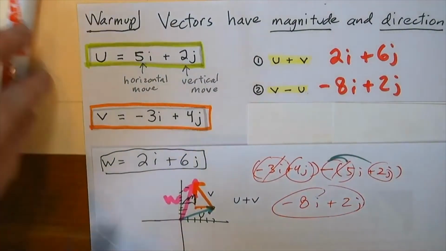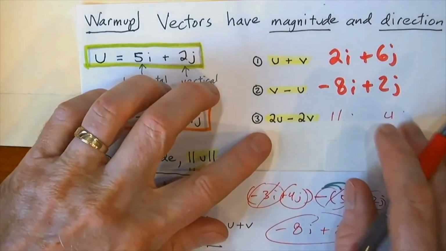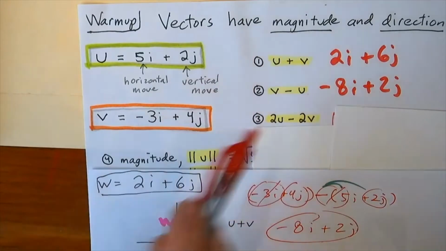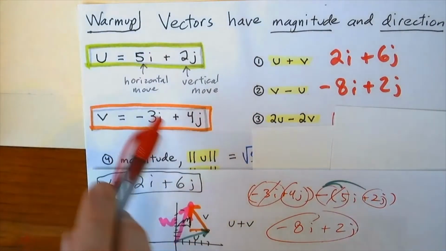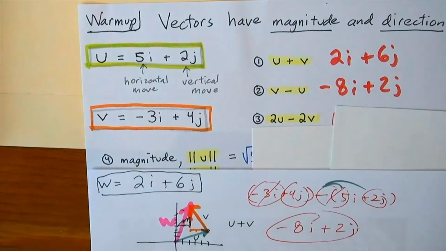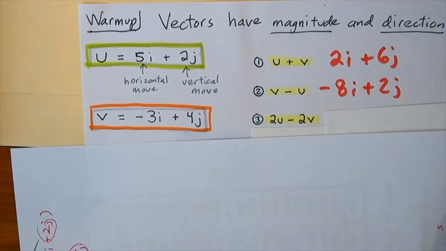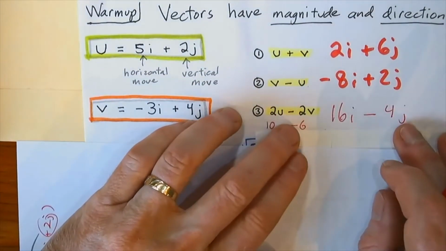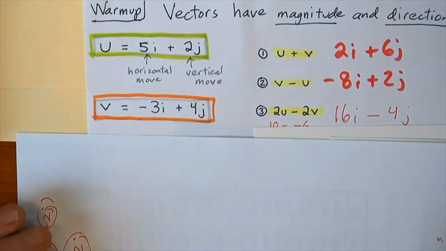Okay, so you can do all types of stuff. Here's a challenge. Could you do 2u minus 2v? Let me give you a chance. 2 times this, double that. 2 times this, double that. Then subtract. See what you get. See if you can get this right. Pause the video. Okay, here's the answer. Make sure you try it. Don't just look. I got 16i minus 4j.